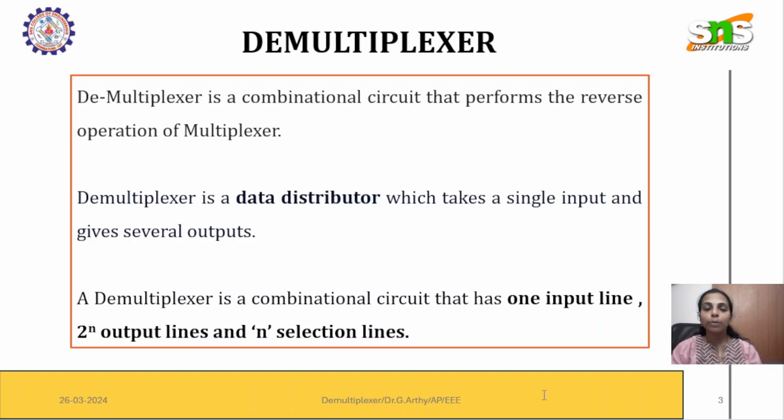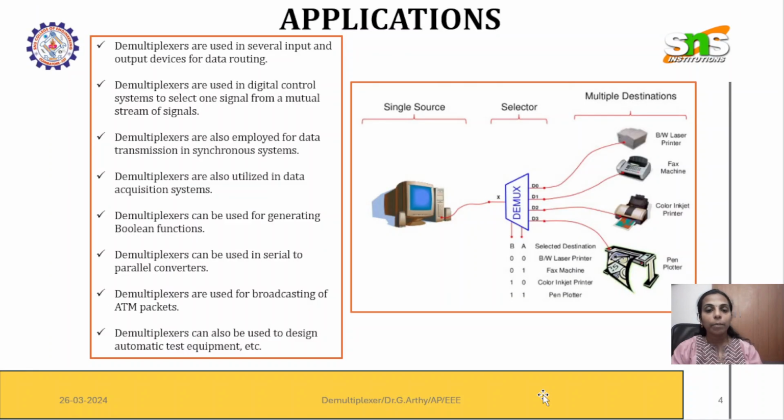A demultiplexer is the reverse process. So in a communication system, if a multiplexer is installed at one end of the transmission, then a demultiplexer has to be installed at the other end. A demultiplexer is a data distributor. A multiplexer is a data selector and a demultiplexer is a data distributor, which takes a single input and gives several outputs. A demultiplexer is a combinational circuit that has one input line, 2^n output lines and n selection lines.